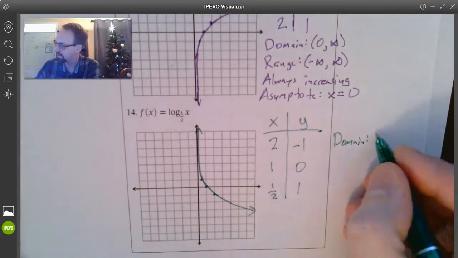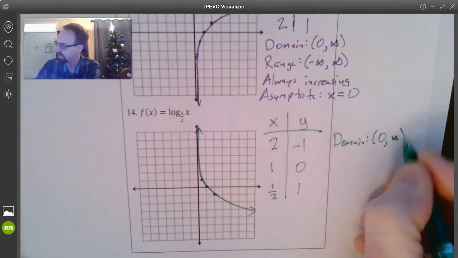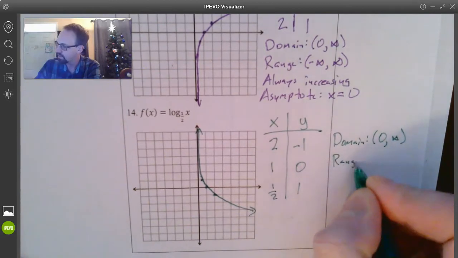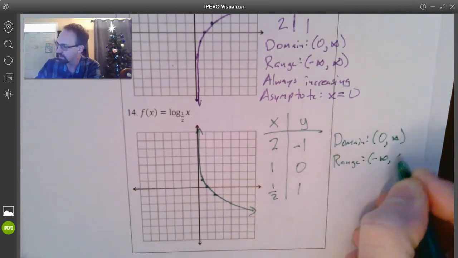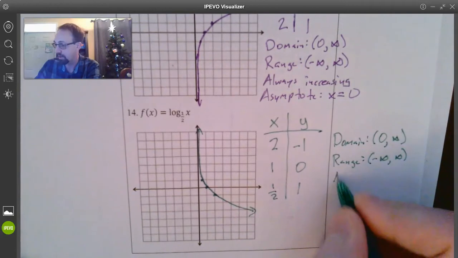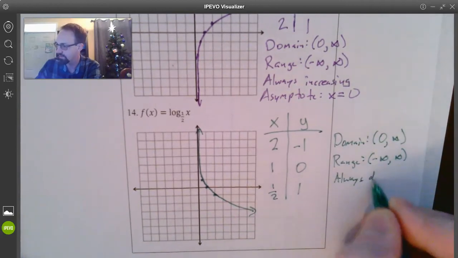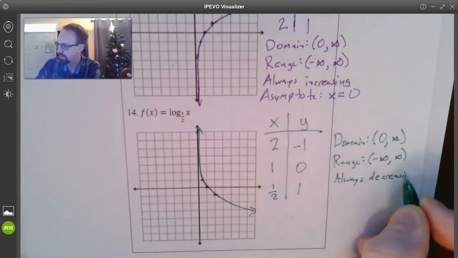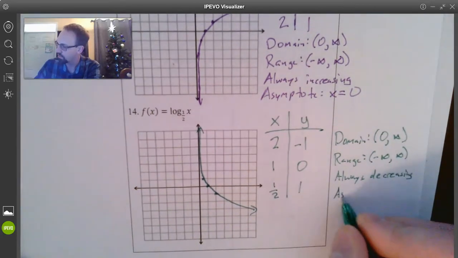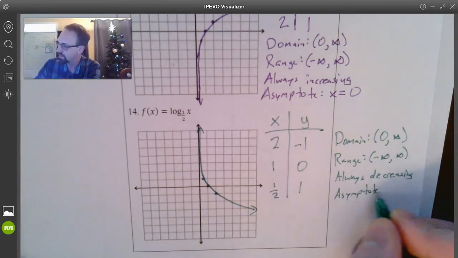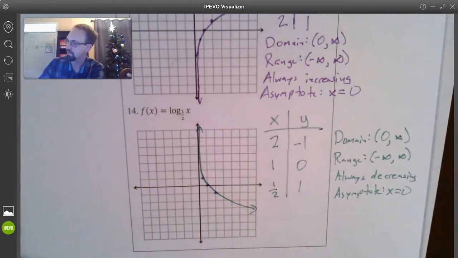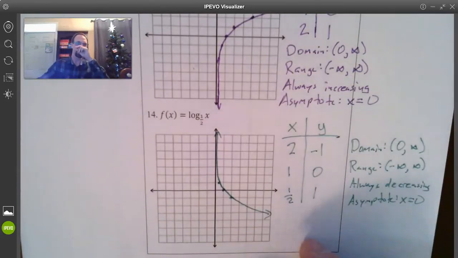So my domain is still from 0 to infinity. My range is from -infinity to infinity. This is now always decreasing. Then I have an asymptote at x equals 0. So now we're going to use these in the next video.